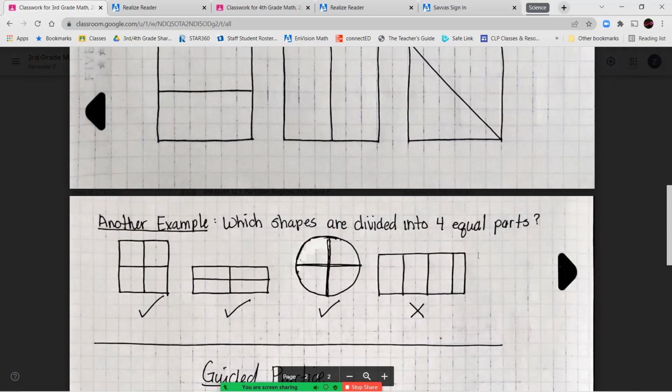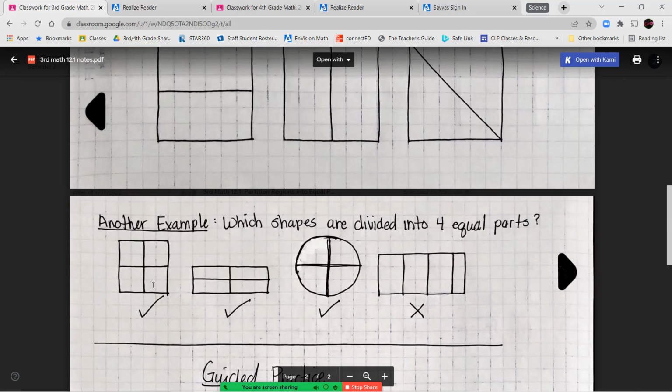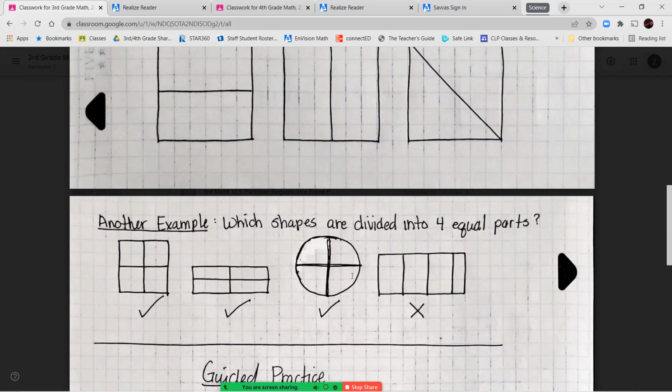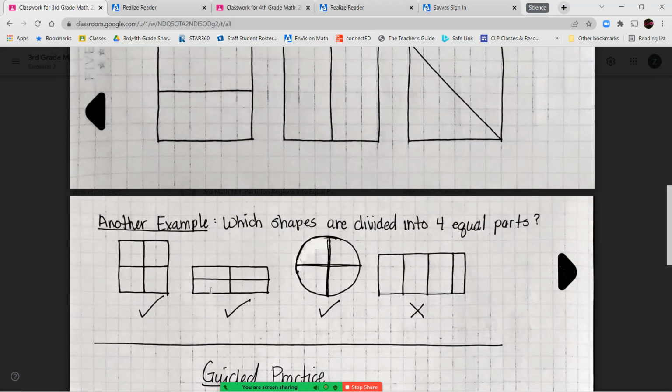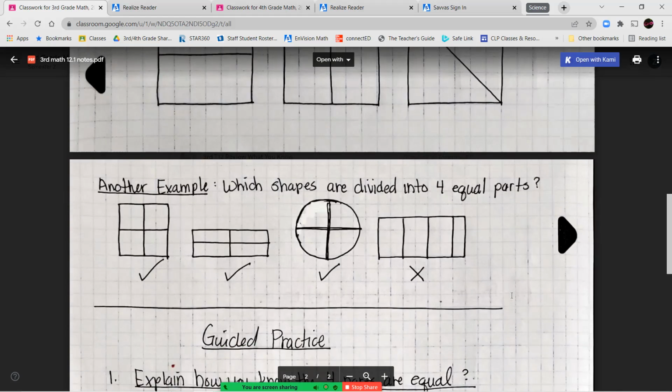Now, another example. So over here, I asked you, which shapes are divided into 4 equal parts? So this, we can see 4 equal parts. This, we can see 4 equal parts. This circle, we can see 4 equal parts. But this last one, these 3 are the same size, but this one is a lot skinnier. So these are not 4 equal parts. So this is broken up into 1/4 size pieces. This is broken up into 1/4 size pieces. This is broken up into 1/4 size pieces, but this last one is not.